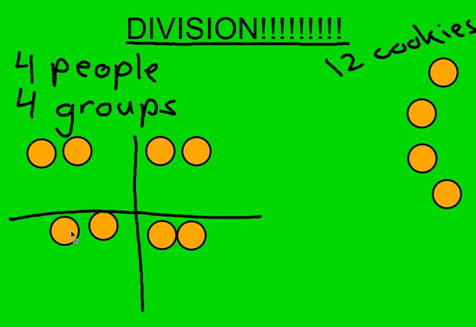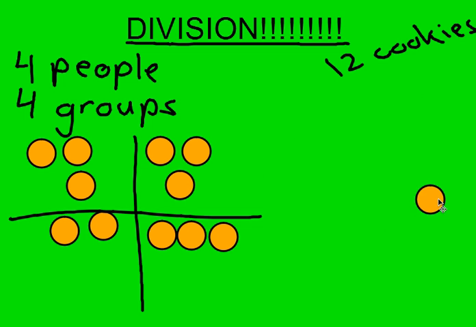Have I divided all 12 of my cookies? You guys are shaking your heads no, and that's the correct answer. No, we are not done dividing our cookies. We still have 4 more cookies we have to divide into our 4 groups. And to make sure that we do it evenly, we're going to put the cookies in 1 group at a time. 1 right there, 1 right there, 1 right there, and 1 right there. So, I'm done. I have no more cookies left to divide, do I?